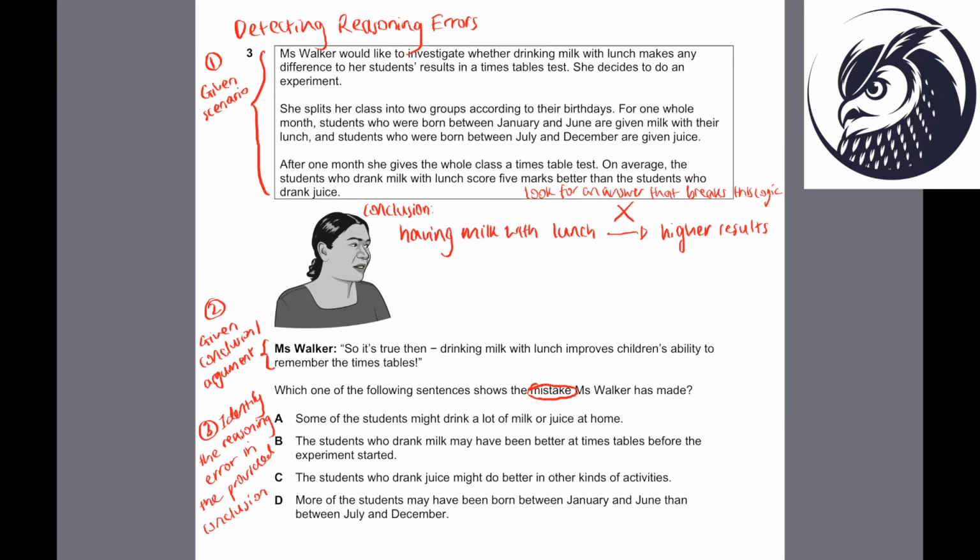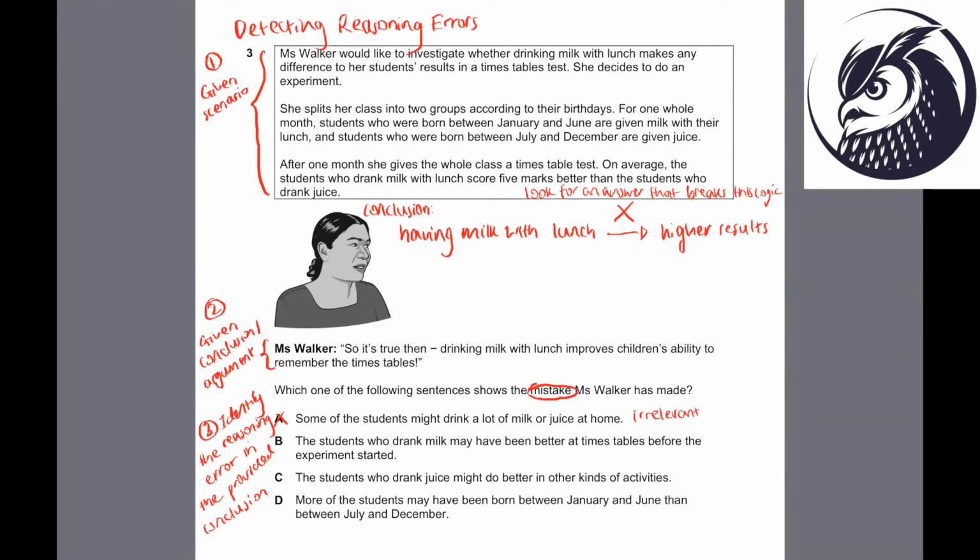Okay, so let's look at option A. It says some of the students might drink a lot of milk or juice at home. Now, when you drink a lot of milk or juice at home, that's kind of irrelevant to the given scenario. In the given scenario, the students are given juice or milk to drink with their lunch, and then they're doing a test. So whether you drink a lot of milk or juice at home seems irrelevant to the scenario. So in that case, I will cross out option A, and just for our learning purposes, let's write irrelevant next to that.